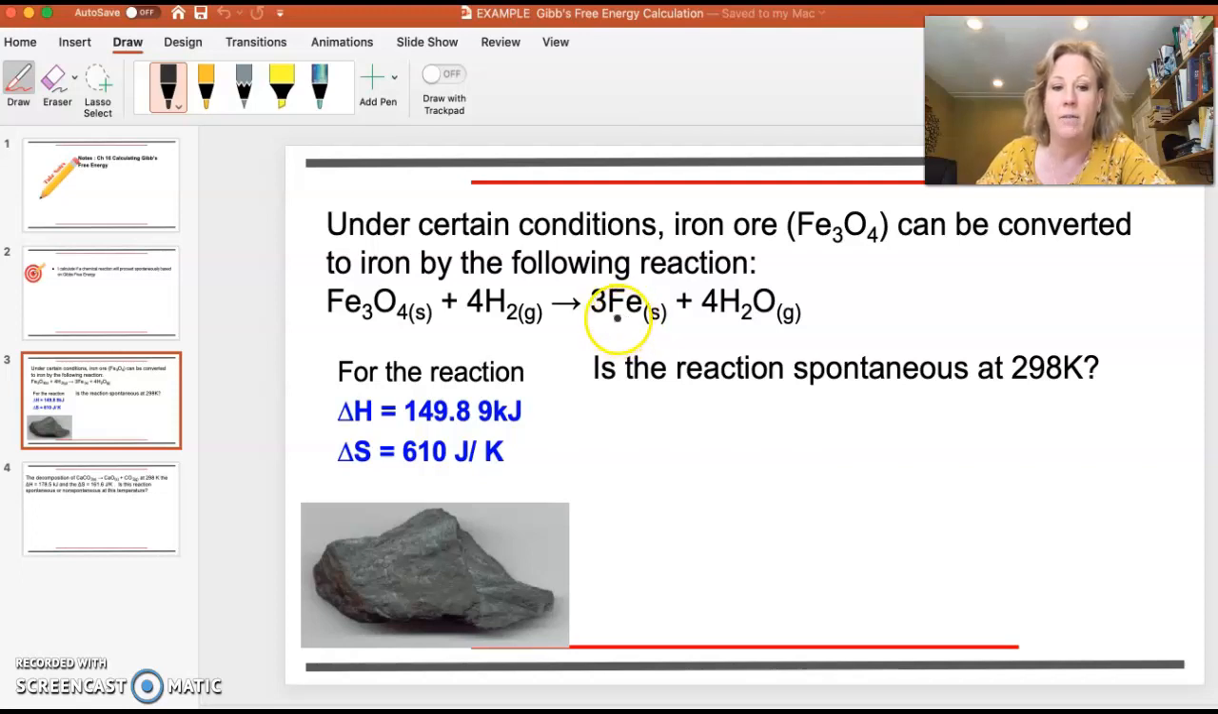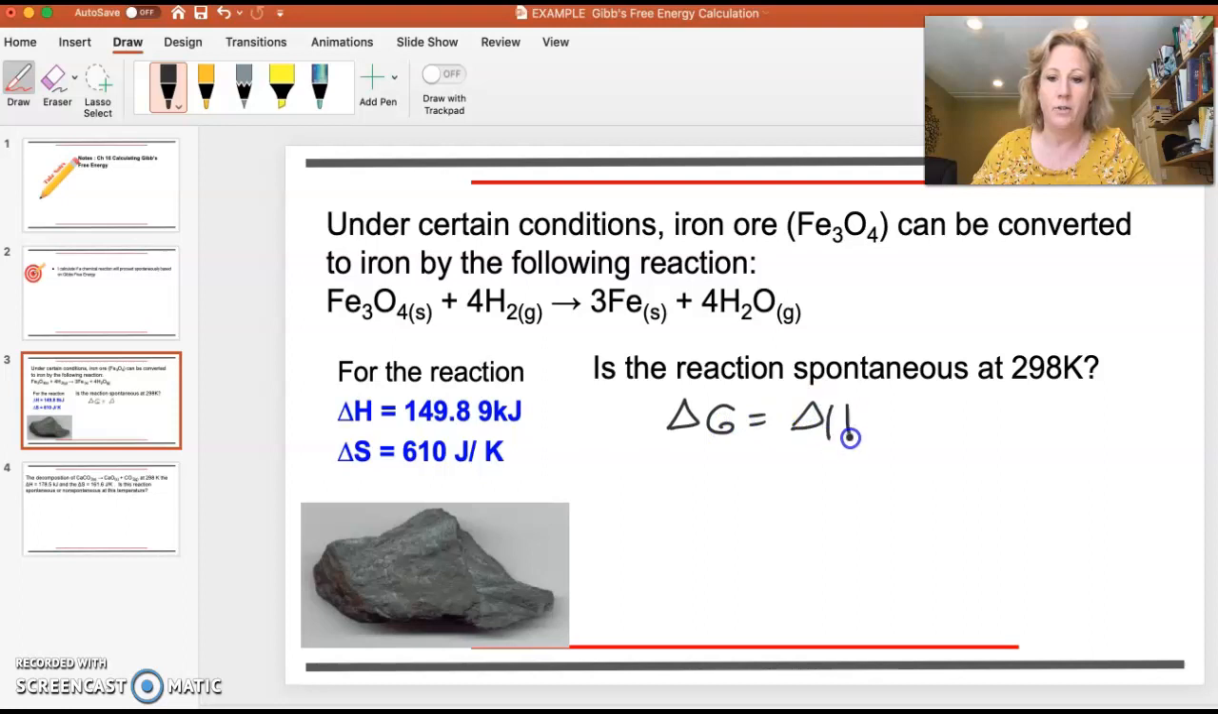So the question I have is, at 298 Kelvin, I know the enthalpy of the reaction and the entropy. So the question is, is this spontaneous or not? So we know we're going to be using this equation, delta G equals delta H minus T delta S. And I can just plug in my delta H, and then I have that temperature. Remember, it has to be in Kelvin, and it is.